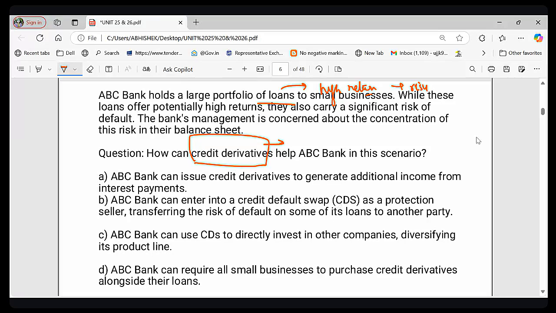Because by entering into a CDS, which is called a credit default swap, ABC Bank can transfer some of its risk to another party. ABC Bank will pay a regular premium, as we have seen in the previous question, and can transfer some of the risk to another party. In return, if the small business defaults, the protection seller compensates ABC Bank.